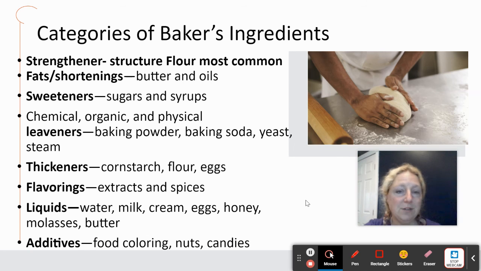So this is the basic category of the ingredients. We're going to go through each ingredient. We're going to talk about the types. We're going to talk about the function. Then we're going to work on quick breads and do a muffin recipe. And then we're going to look at the science of cookies.